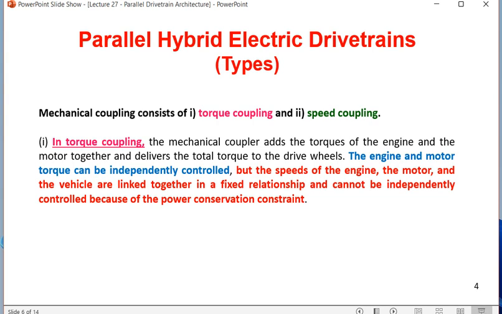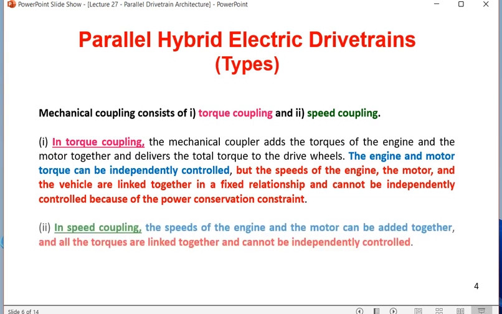In torque coupling, the primary source and secondary source torques are added together and given to the final stage, that is mechanical power transmission and wheel. Whereas in speed coupling, the speed of the engine and motor can be added together directly. So all the torques are linked together and cannot be independently controlled. Whatever you do, even if you are adding the speed or adding the torque, we are finding that there is a fixed relationship between the speed and torque of three things: engine, motor and the vehicle. So speed control and torque control are a complex type of control in parallel hybrid.